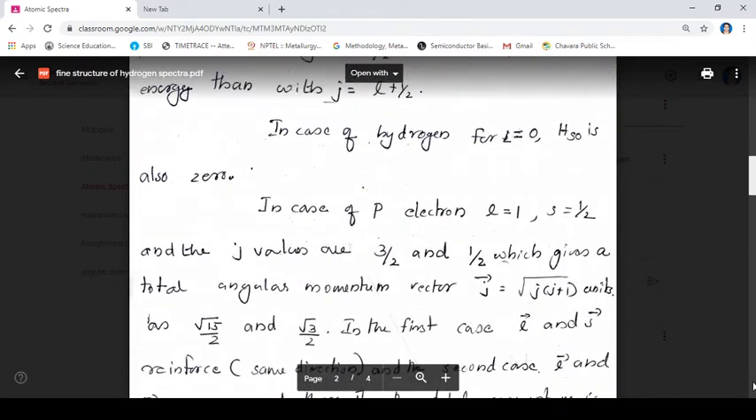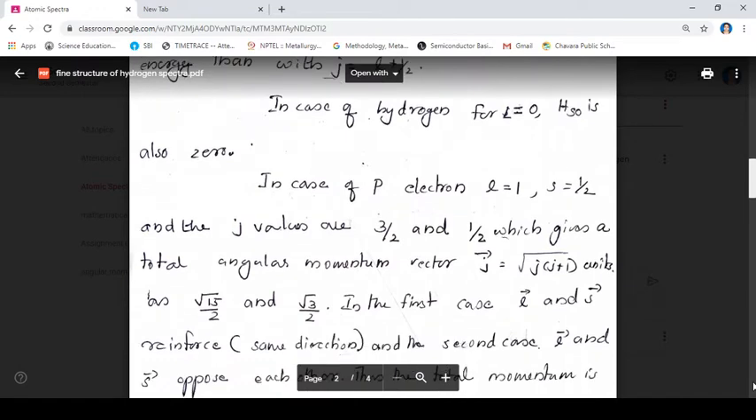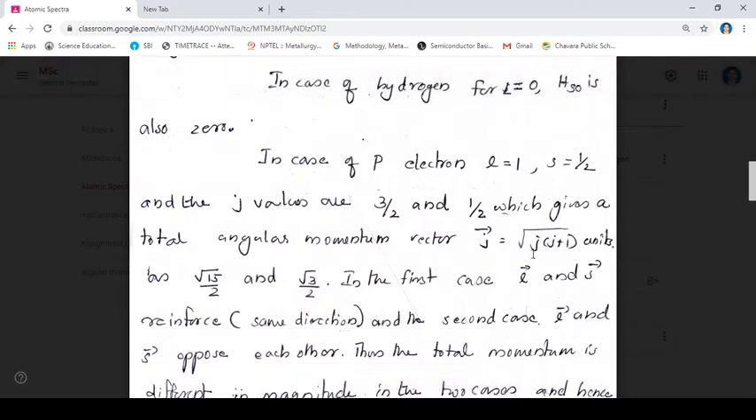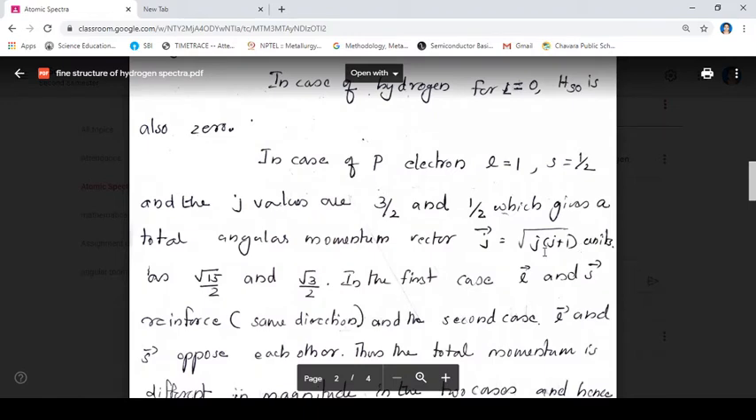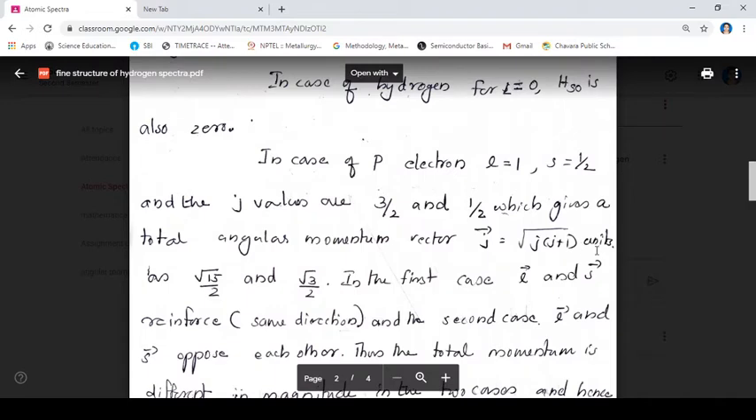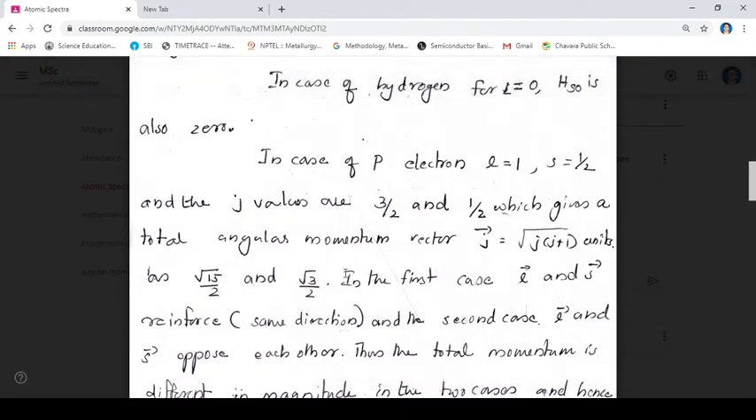So let us take the example of a p electron. In that case l is equal to 1, s is equal to half. Now the possible j values are 3 by 2 and 1 by 2. This j is the total angular momentum quantum number, and the total angular momentum vector has magnitude root of j into j plus 1 units of h cross. When j is equal to 3 by 2, it gives you a value of root 15 by 2, and when j is equal to half, it gives you a value root 3 by 2.